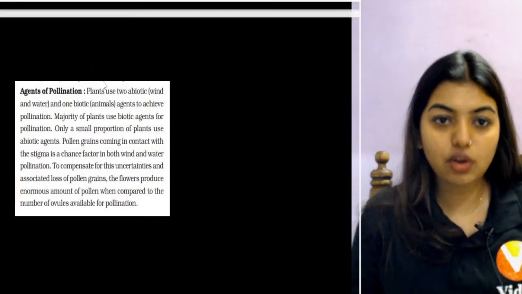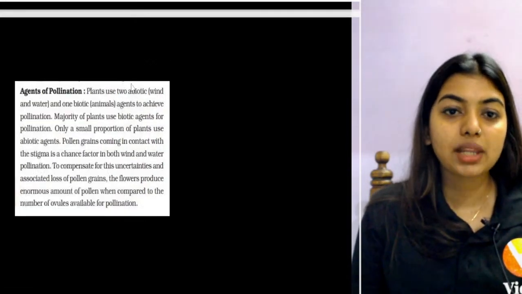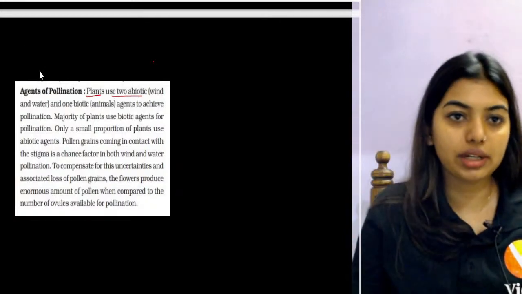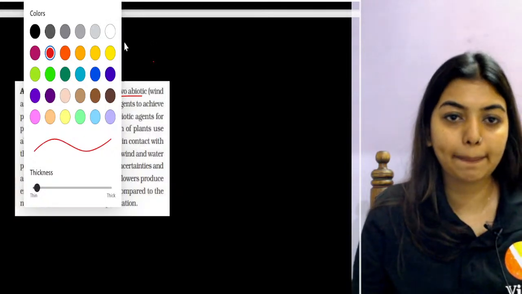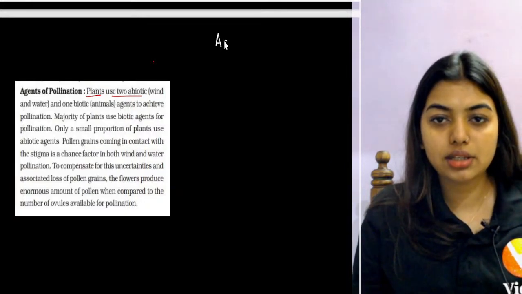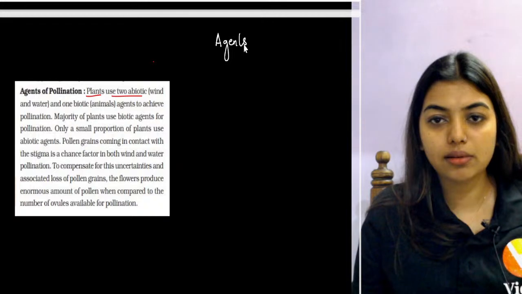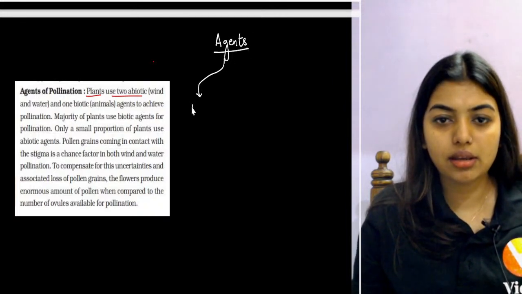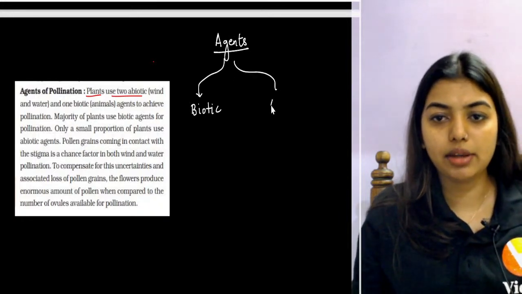Now agents of pollination. Plants use biotic and abiotic agents, let's write it that way. Agents of pollination: biotic and abiotic.